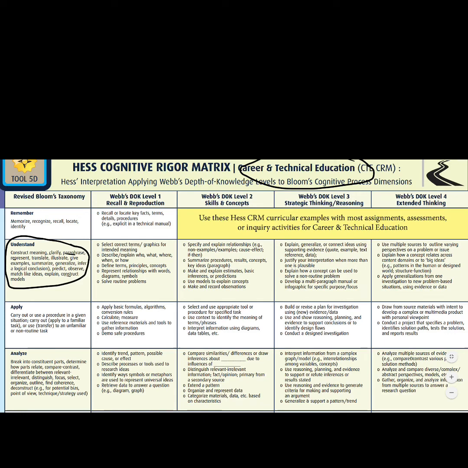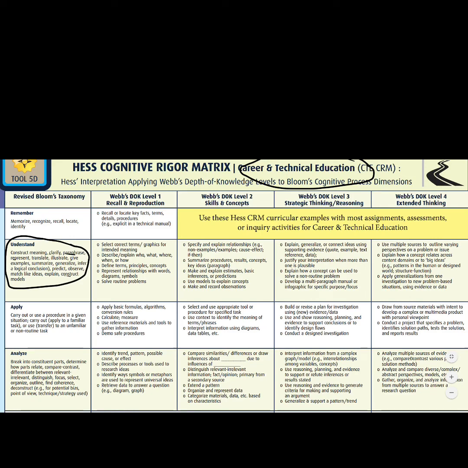So here's an example of one of the matrices. This one is for career and technical education, and it is basically applying Webb's depth of knowledge to actual cognitive skills that you are asking the students to perform. If you look on the left side, you have the academic vocabulary listed. So you have words like remember, understand, apply, and analyze. But it's the content that really drives forward what the level of cognitive rigor is.